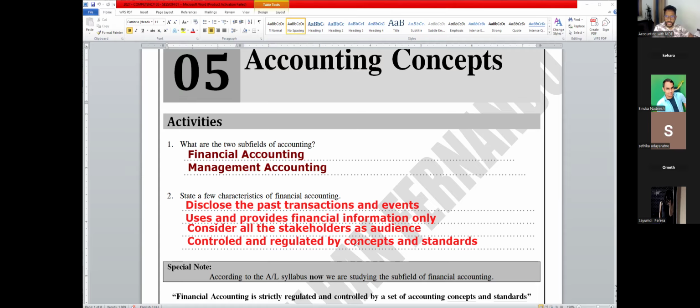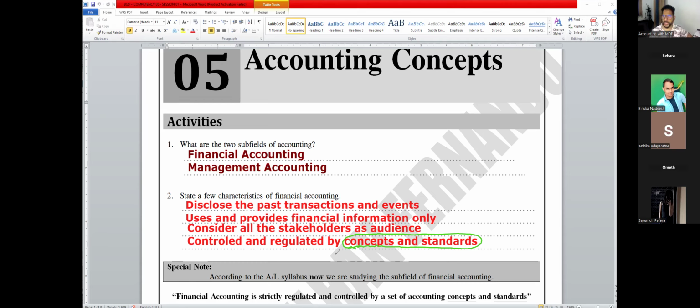If you like, you can highlight this one. Highlight this a little bit. Highlight concepts and standards. Highlight these two words. Highlight the two terms, concepts and standards. Puta, if you want you can note these things down.